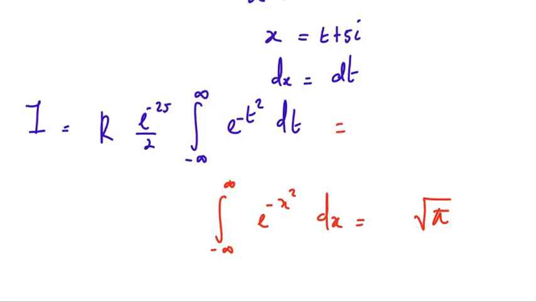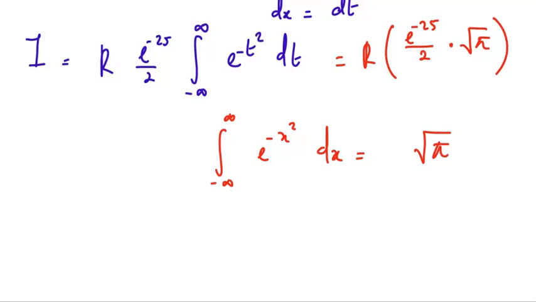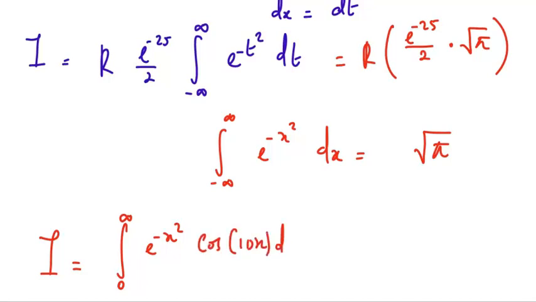Interesting. So therefore we have the real part of e to the negative 25 divided by 2 multiplied by the square root of pi. We're taking the real part, but the number is real, so the real part is what we have right there. So I, the integral from 0 to infinity of e to the negative x squared cosine of 10x dx, is equal to the square root of pi divided by 2e to the 25. This is our solution.